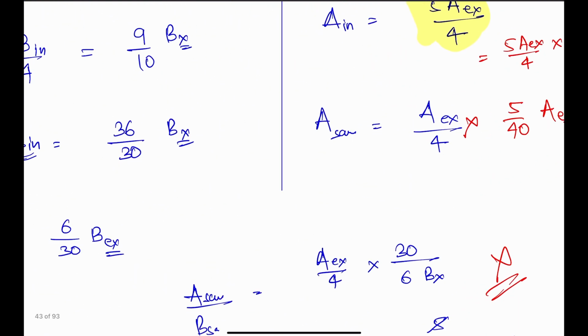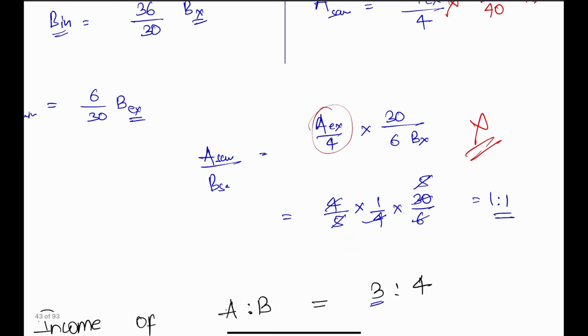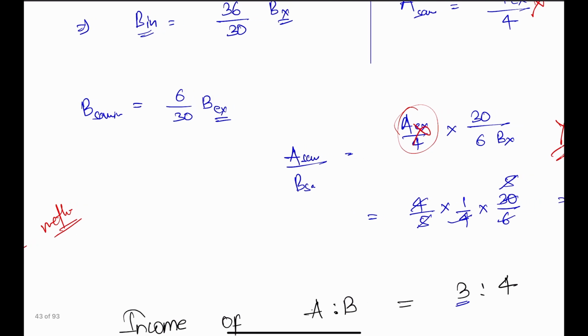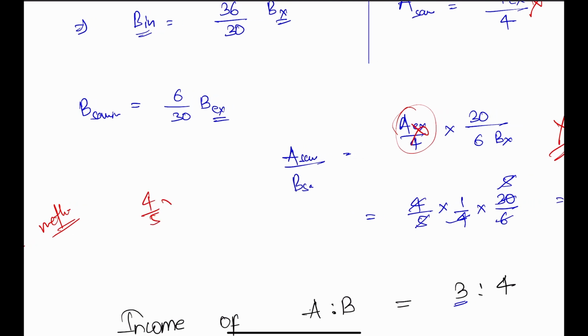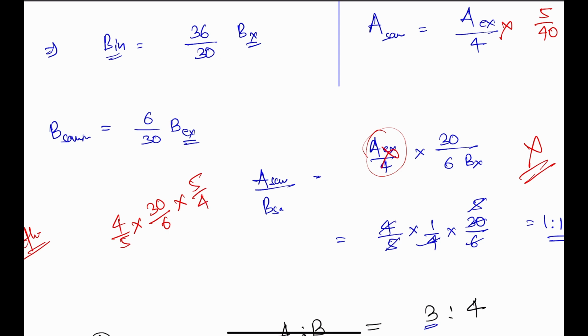Let's see. A's saving equal to, so here it will be 4 by 5 into 6 by, or 30 upon 6. 30 upon 6 into how much? 5 by 40. I suppose I am correct. 6, this will be gone. 5, 8 ja, 4 1 ja, 2. 1:2. Now the answer is correct.